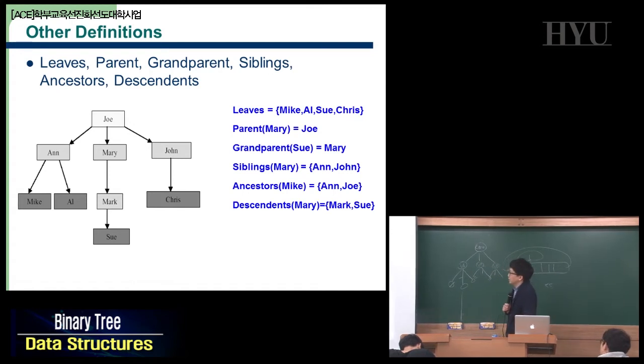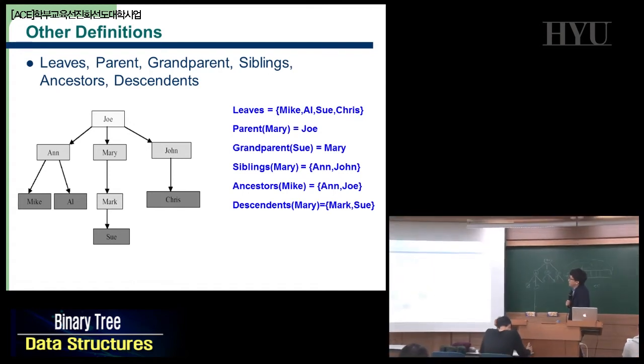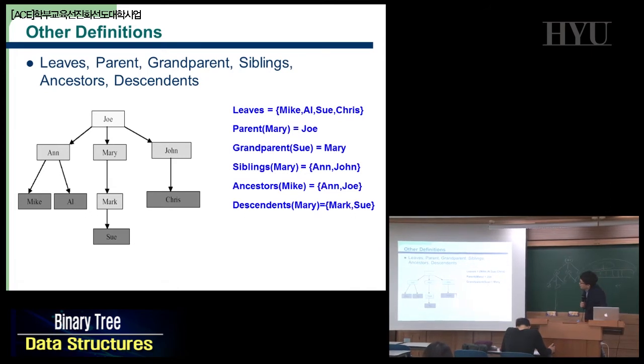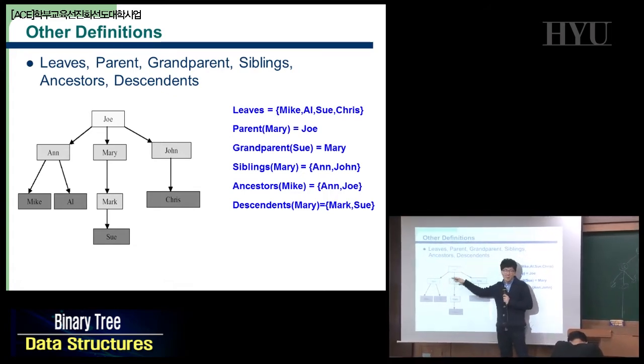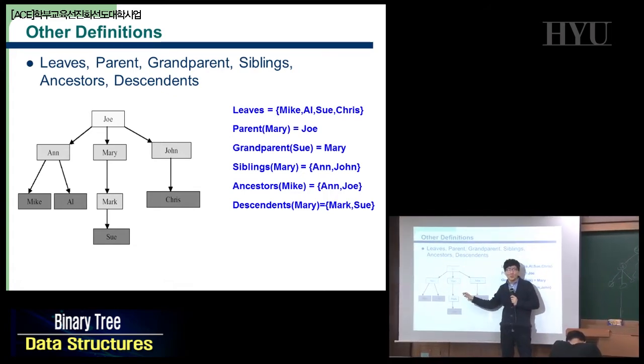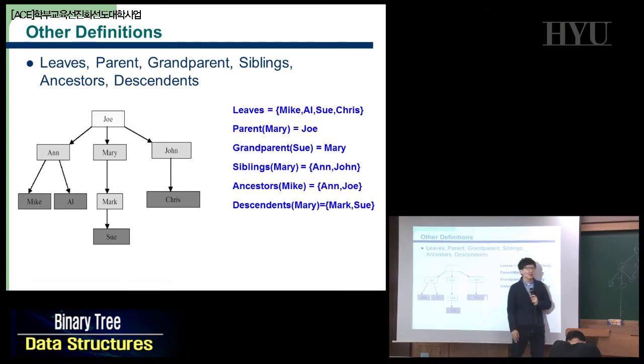Parent of Mary is Joe. Of course, Joe is on the top. Grandparent of Sue is Mary. Joe is 2 steps up. Siblings: Mary's siblings are Anne and John, which are at the same level. Level 0, level 1, level 2. If they're in the same level, you can call them siblings as well.